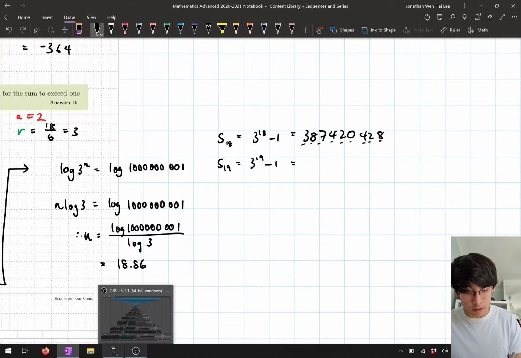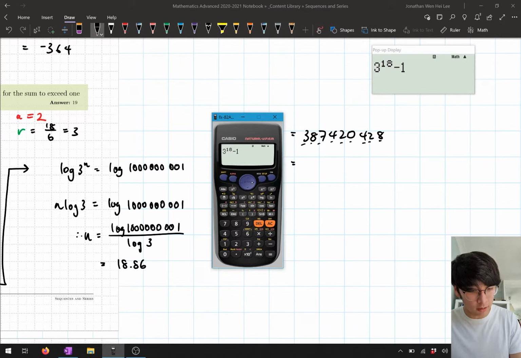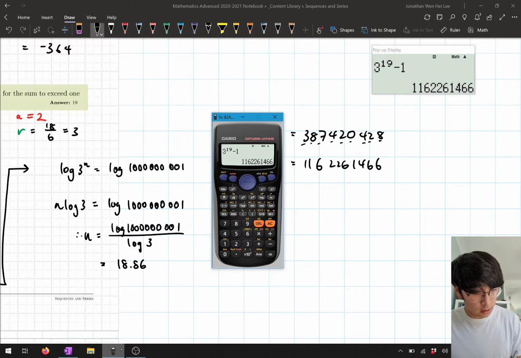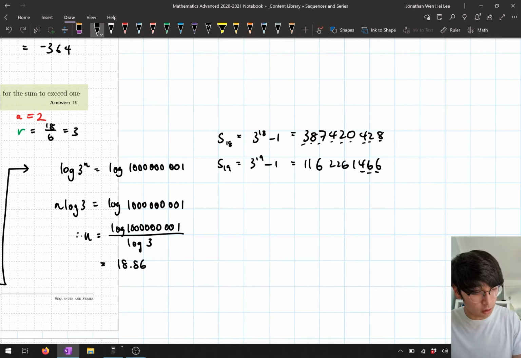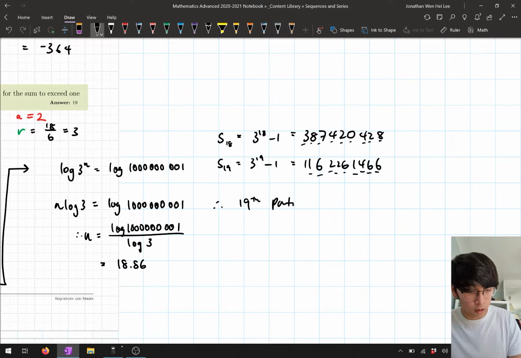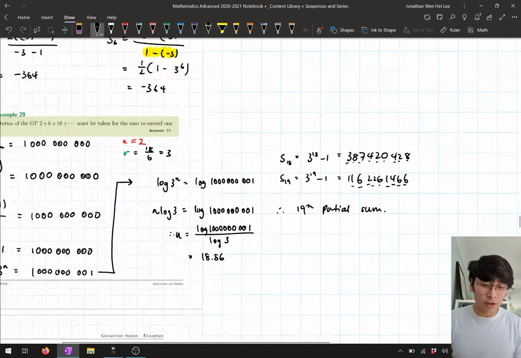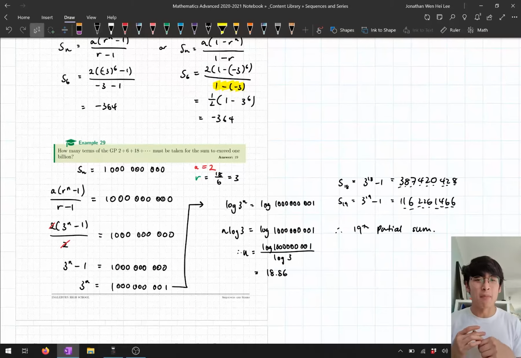So let's check the other one. To the power 19, what do we end up getting? 1,162,261,466. Yep. And so here we can check the digits again. 1, 2, 3, 4, 5, 6, 7, 8, 9. So here we've got a number over a billion. So the 19th partial sum will exceed 1 billion. Okay. So that's how we can also answer similar questions that we looked at in arithmetic progressions and geometric progressions, but now applying to sums of a geometric progression.